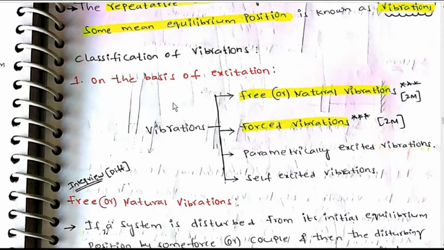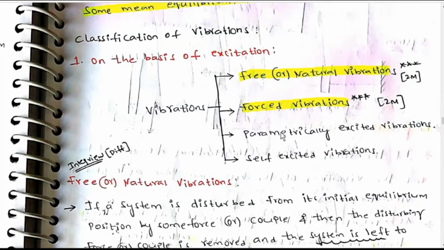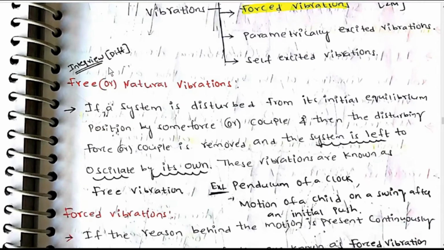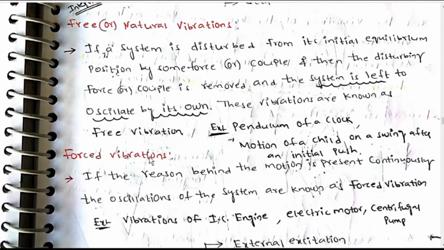Classification of vibrations. On the basis of excitation, vibrations are: free or natural vibrations, forced vibrations, parametrically excited vibrations, and self-excited vibrations. Like in an interview, they may ask what is free or natural vibration and what is forced vibration.